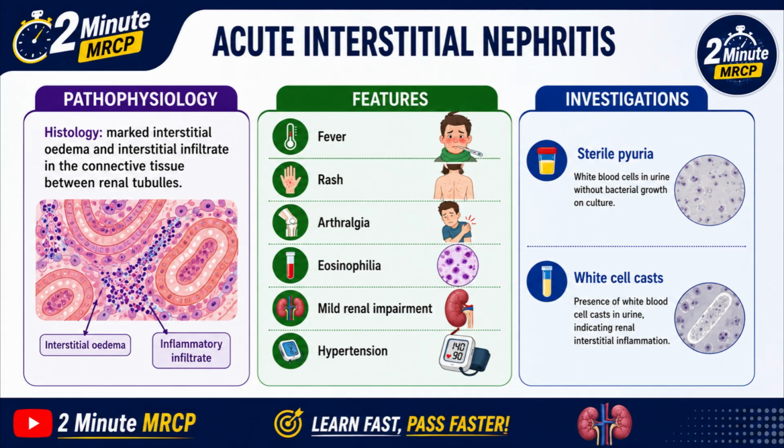Now let's discuss the investigations. Urinalysis commonly shows sterile puria, meaning white blood cells are present in the urine without bacterial growth on culture. Another characteristic finding is white cell casts, which strongly suggest inflammation within the kidney rather than infection limited to the lower urinary tract. Depending on the severity, blood tests will show a rise in serum creatinine, indicating acute kidney injury. Peripheral blood may also demonstrate eosinophilia.